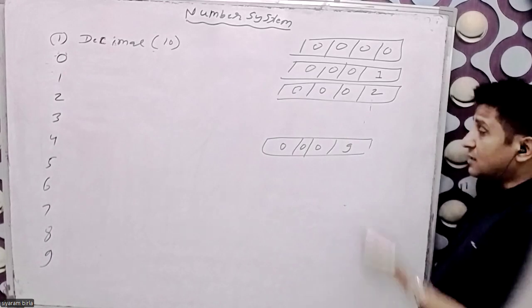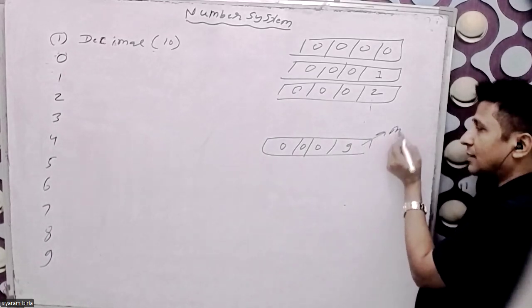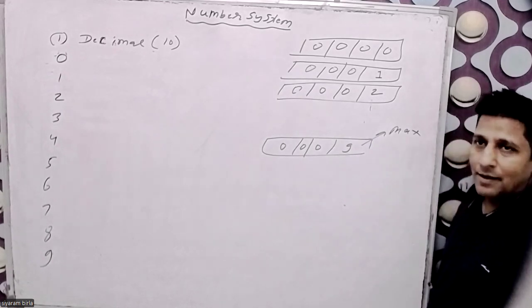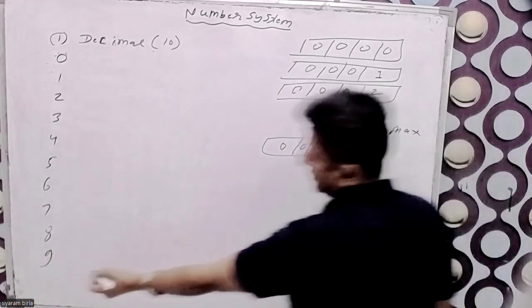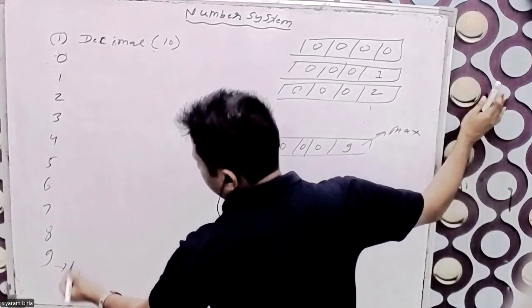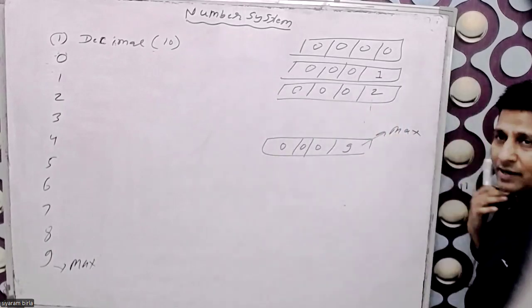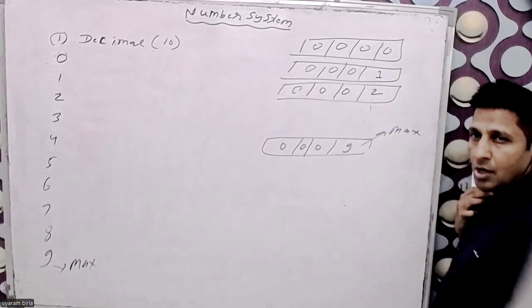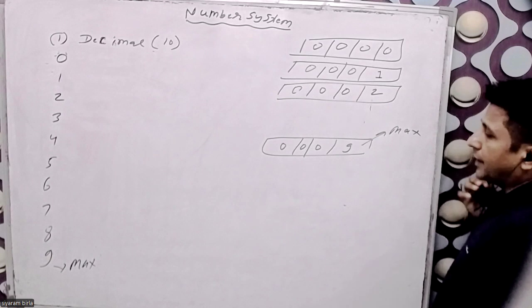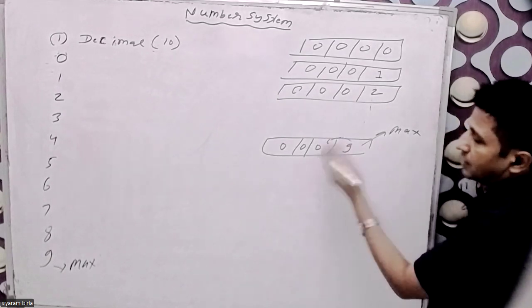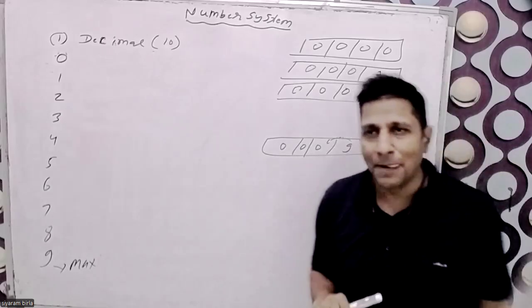This is the maximum number. It cannot increase because it is the maximum word. That is the 9. It cannot increase. So after that, it hands over to the next word, which means the next person will come into the picture.